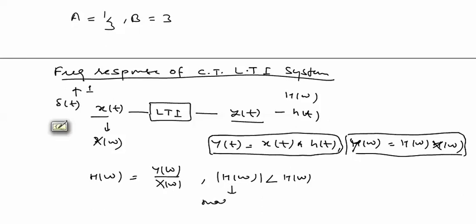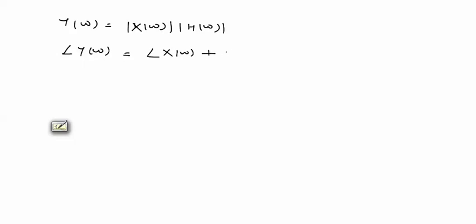Magnitude response and phase response. Again coming to Y(omega), the magnitude response of output comes from magnitude response of input multiplied with magnitude response of impulse response, and the phase response of output comes from phase response of input plus phase response of impulse response. We add these two terms and get the result.